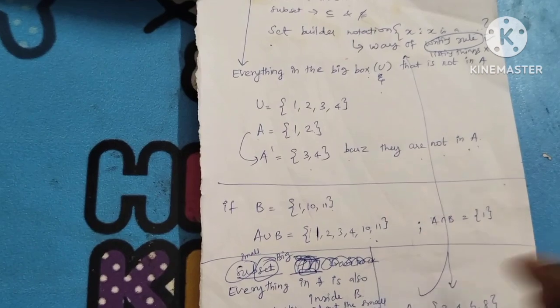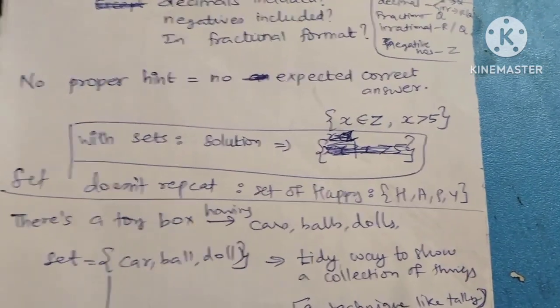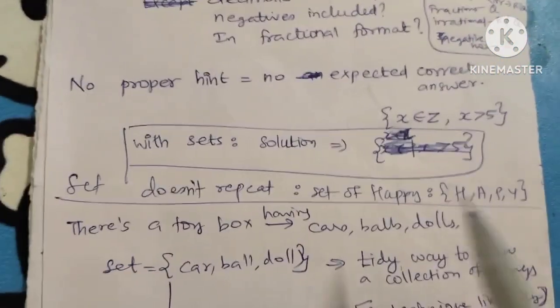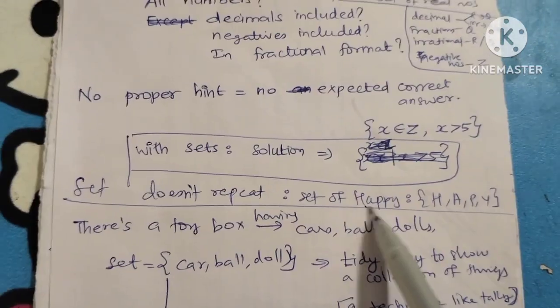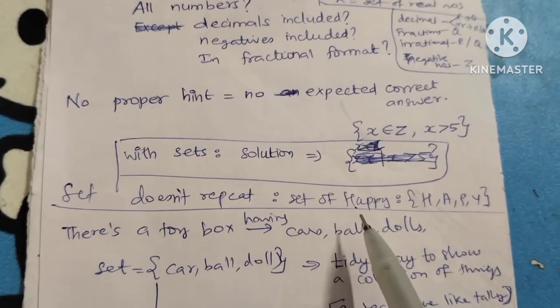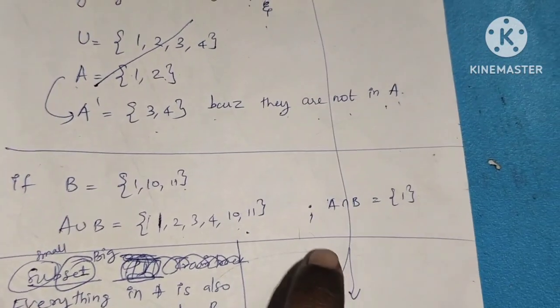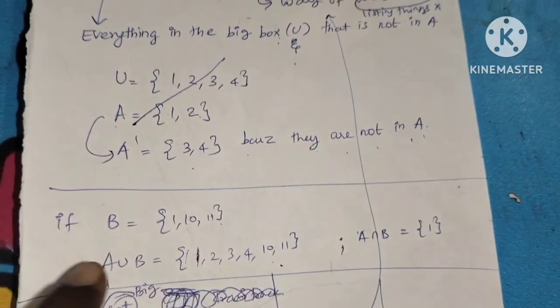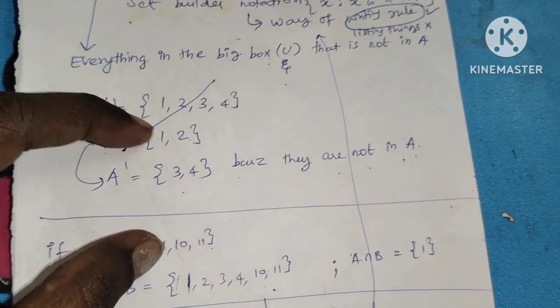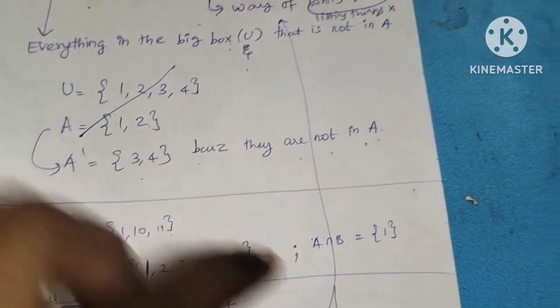Not only here, sets don't repeat anywhere, even in the alphabets. A set of happy, if we have to write it, is HAPY, it is not HAPPY. And then A intersection B means what is common to both A and B. A also has one, B also has one, so A intersection B is 1.